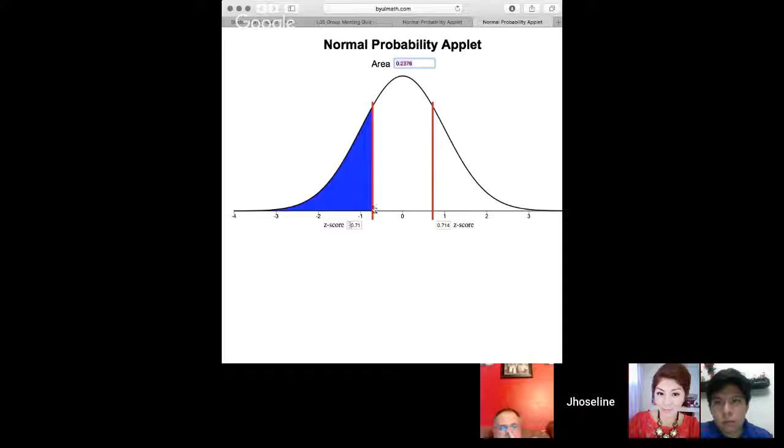It's not really clear. 0.237. 0.238 because you're rounding it. Okay. Okay, so that's going to be 14, right? That's the answer for 13. Okay. For 13. Okay.